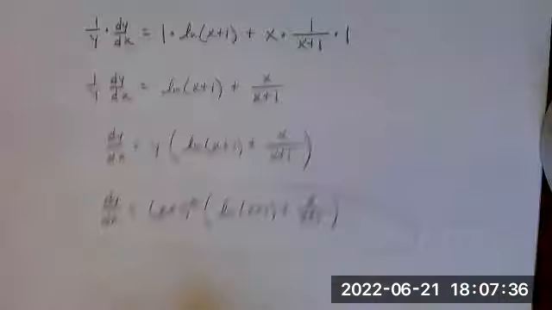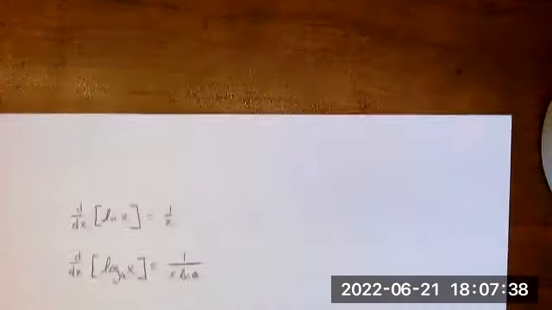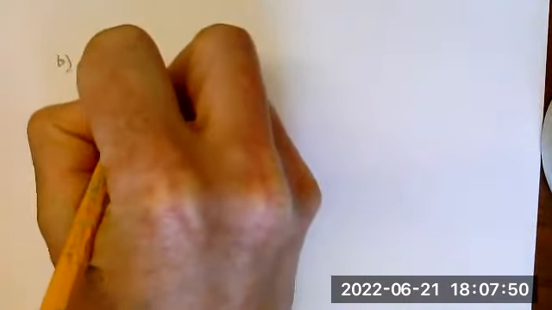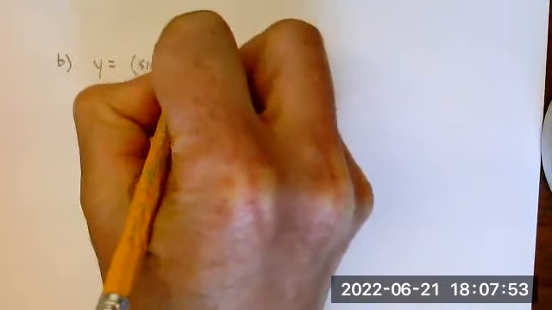Right, last piece of 3.6. I need a new piece of paper. Part B of our example, we're going to find the derivative of sine x raised to the square root x.